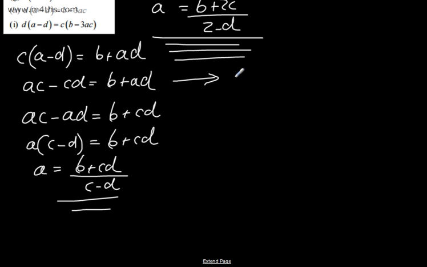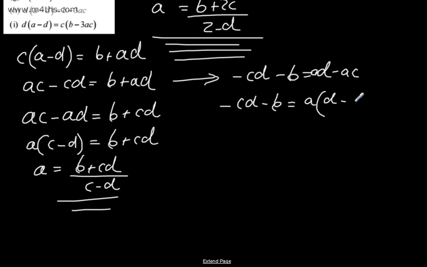Here's a reason I didn't go the other way. What we would have had is negative cd minus b is equal to ad minus ac. And I don't like this negative. So minus cd minus b will be equal to a, and then we would have had d minus c. So minus cd minus b divided by d minus c is equal to a. And this gives exactly the same values, or it's exactly the same as this.